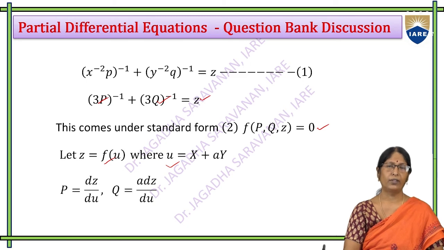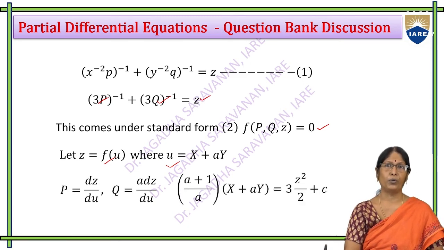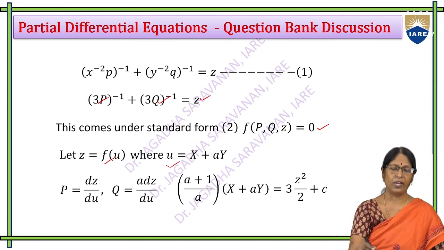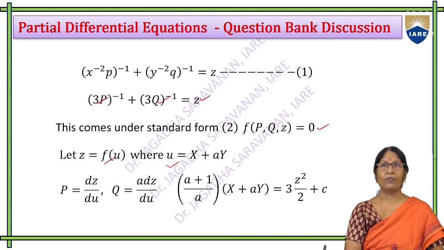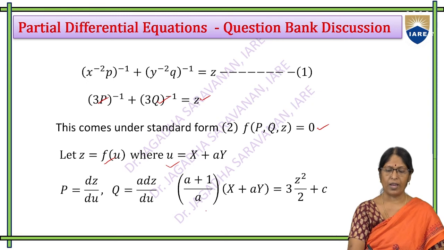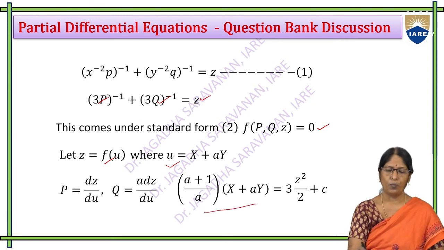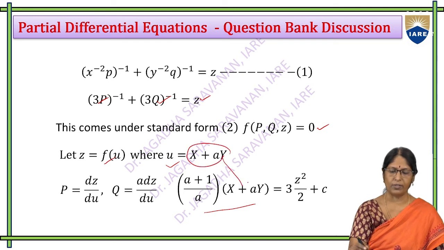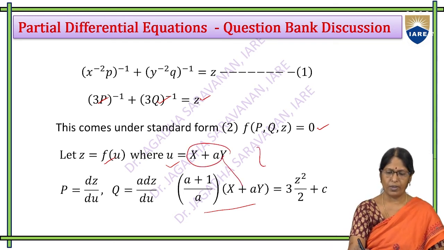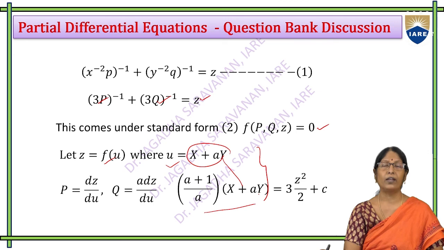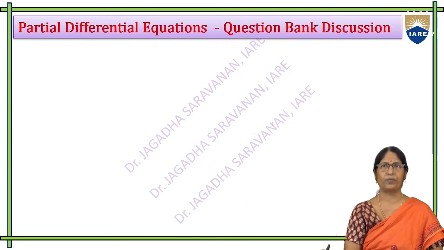So we can see the P, Q assumptions that we have to substitute in our given question. After substituting, we have to do the integration, and the final u, which we replaced for this term. So from here we obtained the standard form 2 steps.